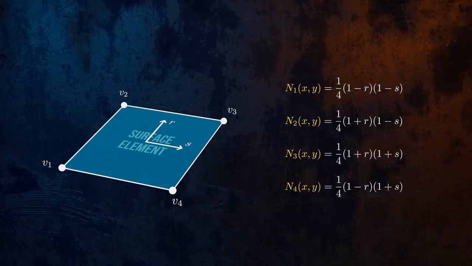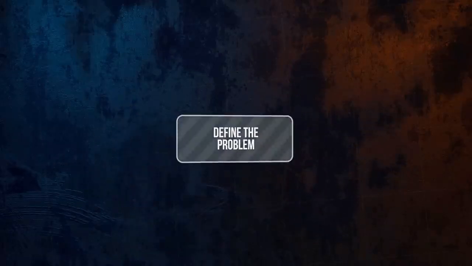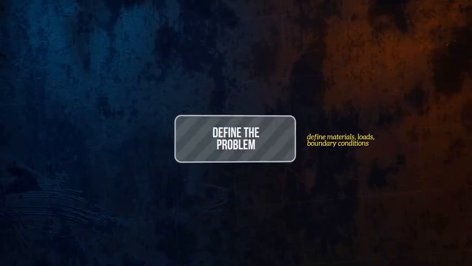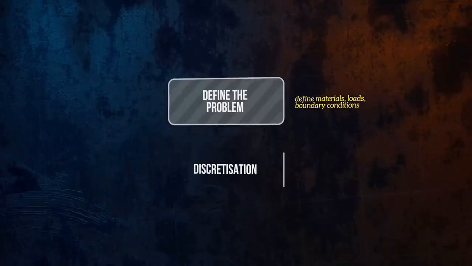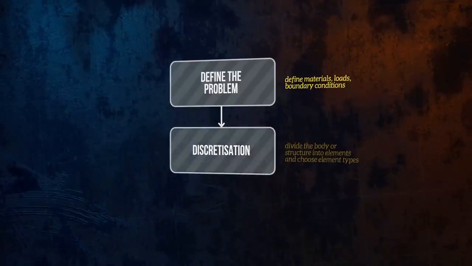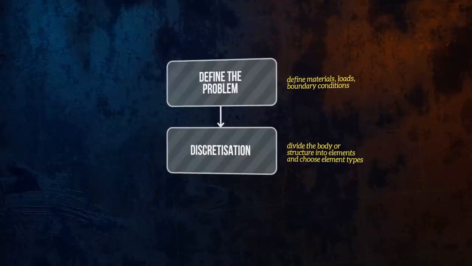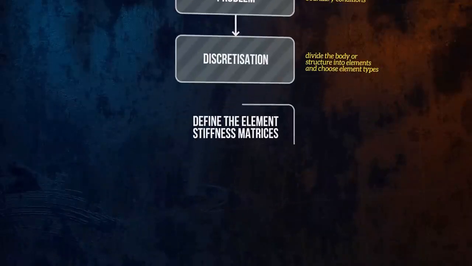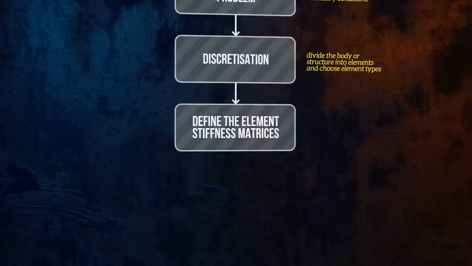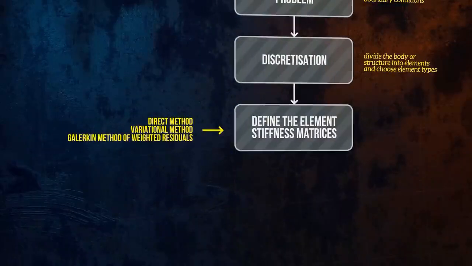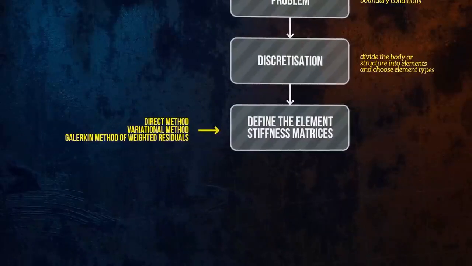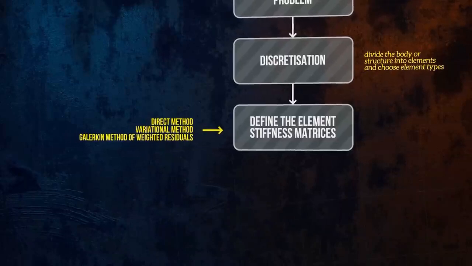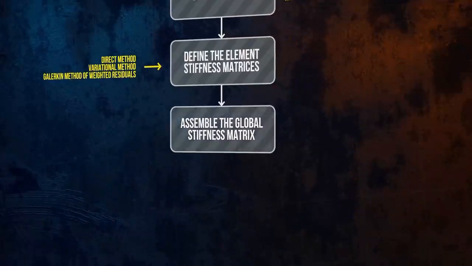In summary, the first step in the finite element method is defining the problem, including the relevant material properties, loads, and boundary conditions. Next, the body being analyzed is split into a number of small elements connected at nodes, and the element types are chosen. Then, a stiffness matrix is defined for each element, using one of the three methods we covered earlier. The element stiffness matrices are then assembled into a global stiffness matrix based on element connectivity.